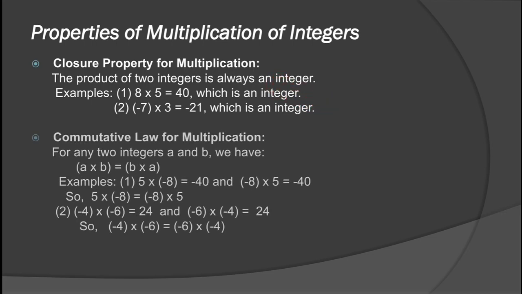Now, our next property is the commutative law for multiplication. So what does this property mean? This property states that for any two integers a and b, we have a into b is equal to b into a.